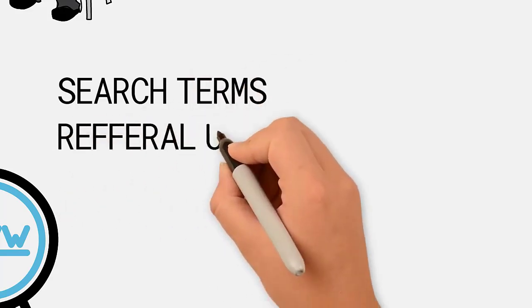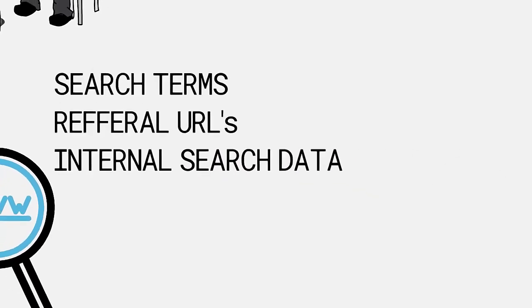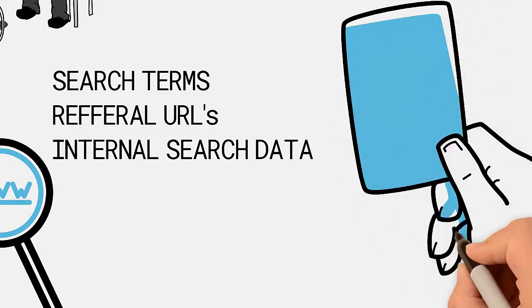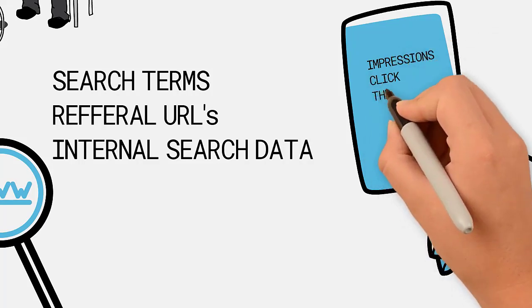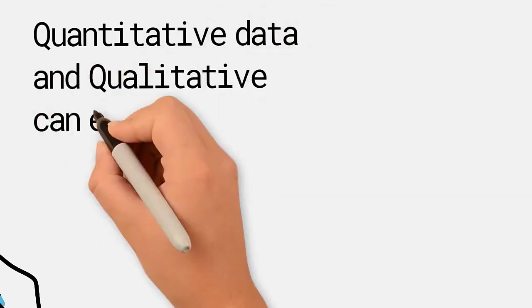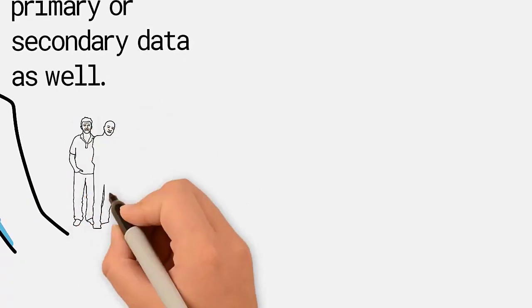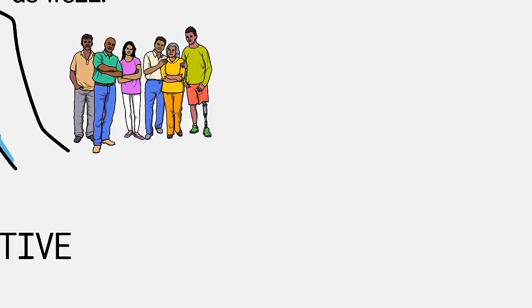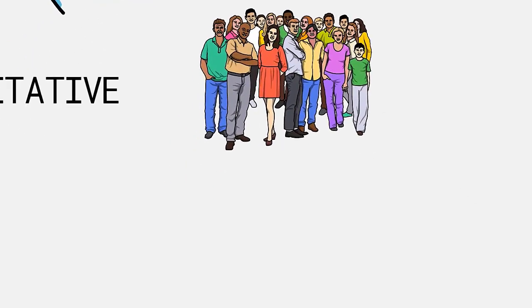Using data such as search terms, referral URLs, and internal search data can lead to qualitative information about the consumers visiting a website. Nonetheless, it contributes to quantitative research when data is observable and accurate, such as impressions and click-through rates. It should be noted that quantitative and qualitative data can either be primary or secondary data as well. Because qualitative data explores characteristics, a small number of respondents is enough to generate ideas. A large number of respondents, on the other hand, is needed for quantitative.